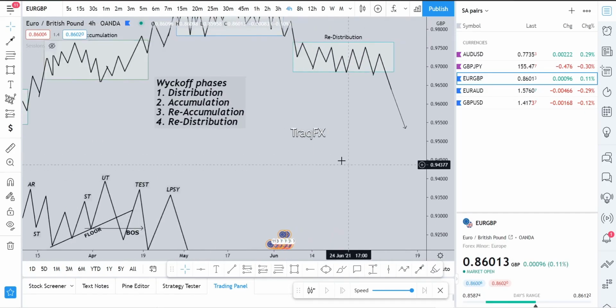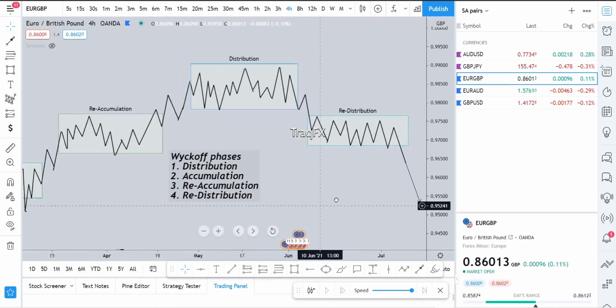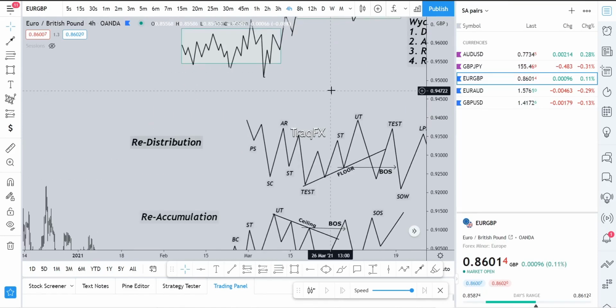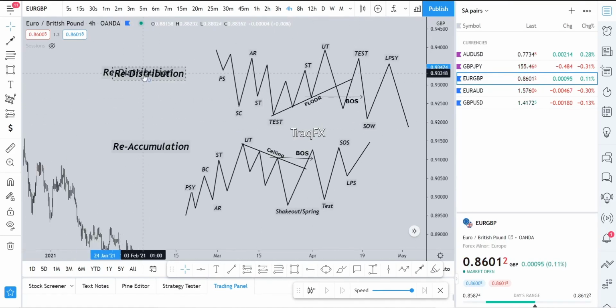The reason for that is because the schematic begins when the price comes down. Similarly, reaccumulation begins when the price goes up, just like distribution. So let's begin. Take note of these schematics, cement them into your brain to understand them.